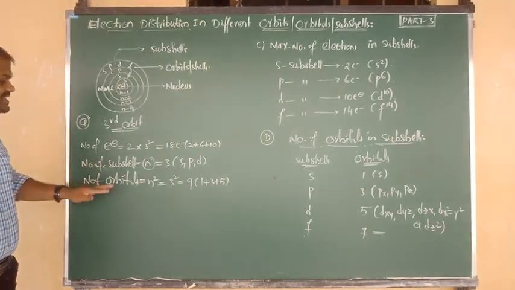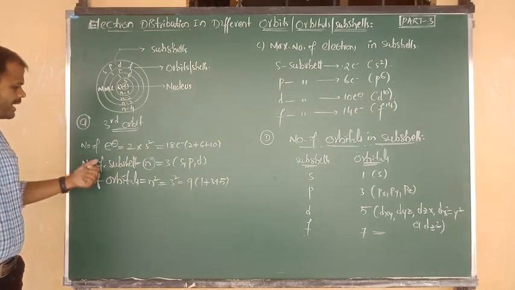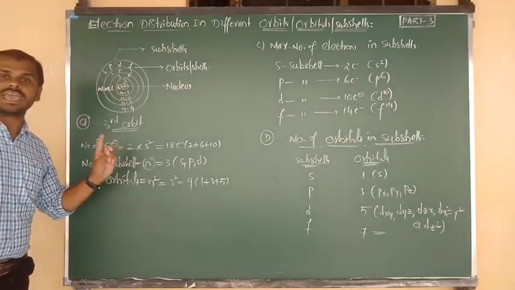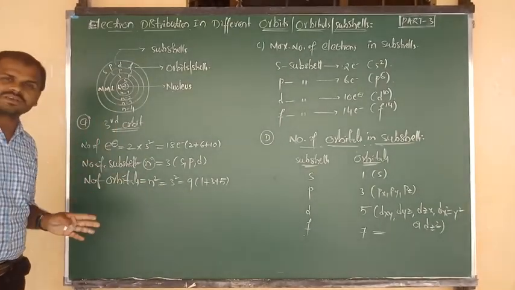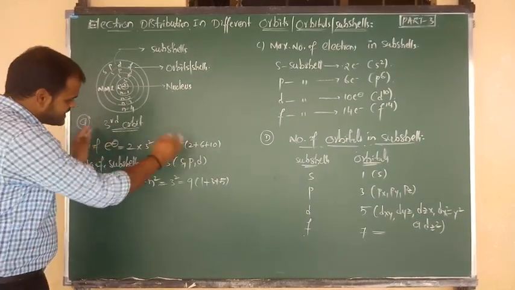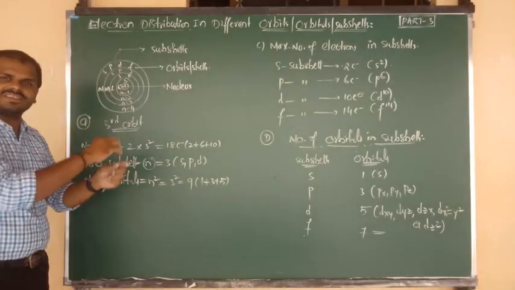Okay na? So this is the formula. Formula to calculate the number of electrons, 2n square. Formula to calculate the number of subshells, n. Formula to calculate the orbitals, n square. This is the information in case of the third orbit. Okay na beta? Good. So like this I want to give you the information for the first shell, second shell, third shell. This is the final topic now.